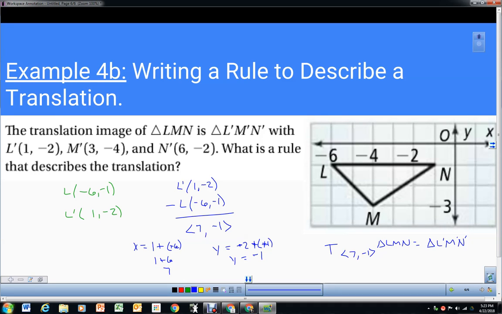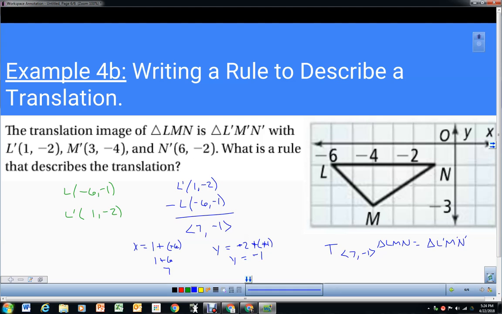All right, so let's take a look here. What you need to do is pick any of the 3 points, L, M, or N. I chose L. You could have chosen M or N and still got the right answer. So I chose L, so I marked the coordinates of that, which is negative 6, negative 1. And I wrote down the coordinates of L prime, which is 1, negative 2. Then I take the prime position and I subtract the original position. So I take the image minus the pre-image. And the reason why we do this is just to help avoid having to change the signs.